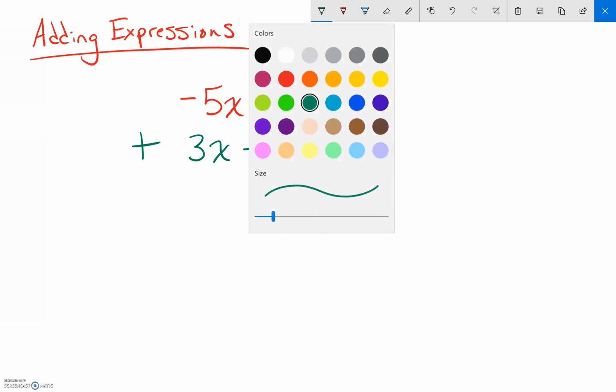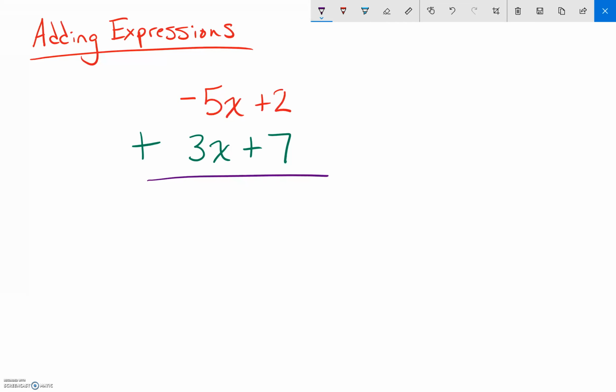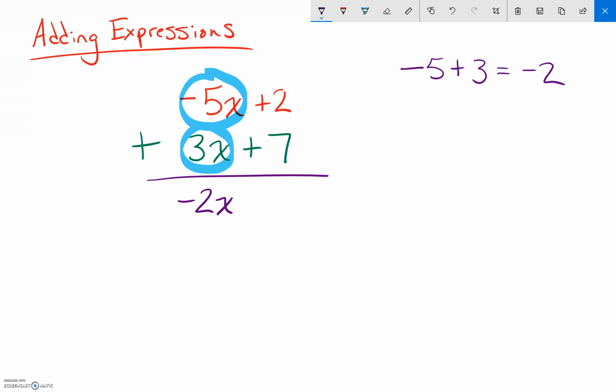So, first of all, you should have added negative 5x plus 3x. Negative 5 plus 3, that's negative 2. So this is going to be negative 2x. And then you're going to add 2 plus 7. 2 plus 7 is 9.